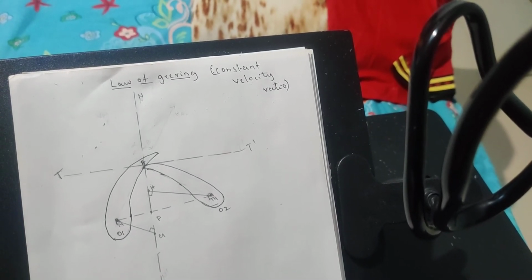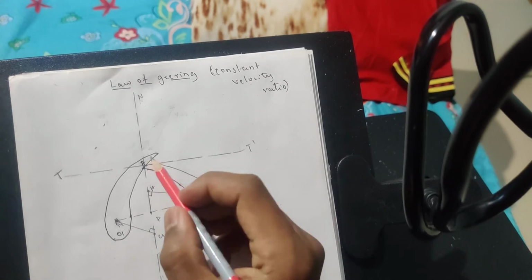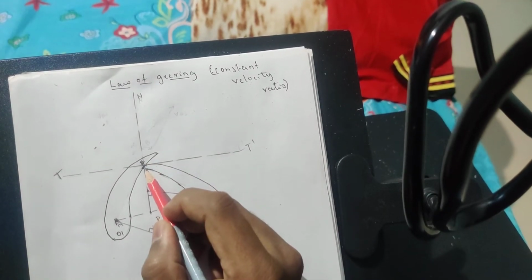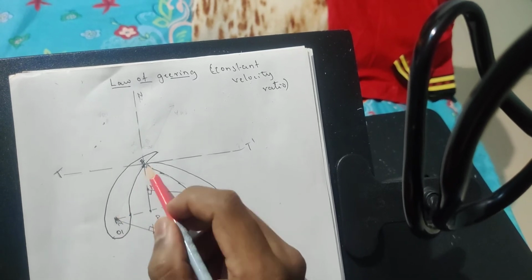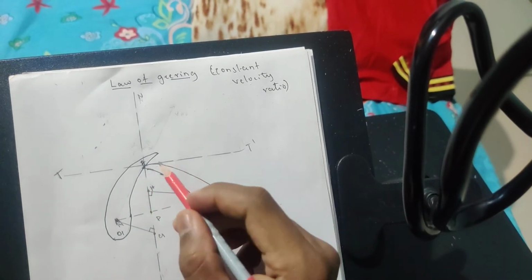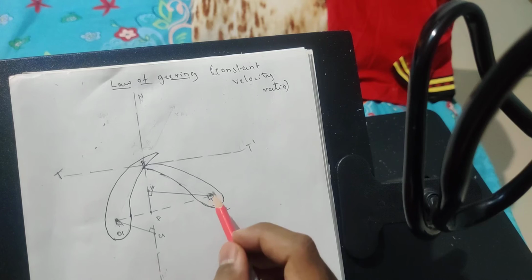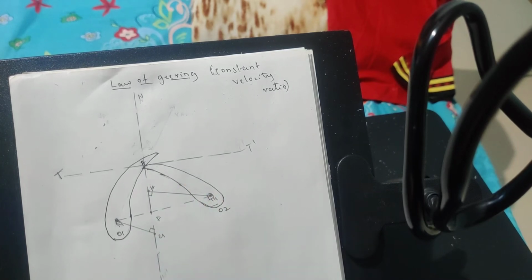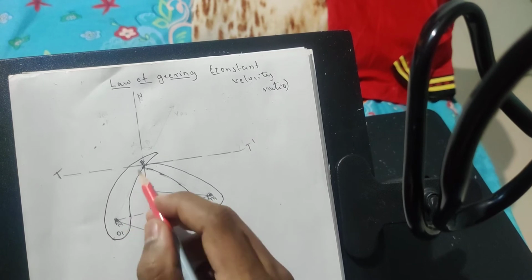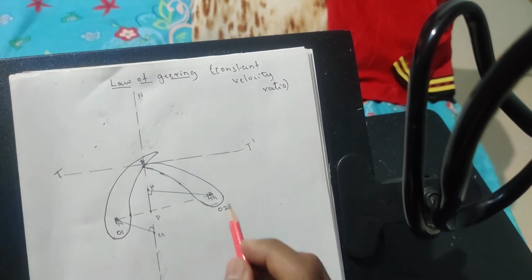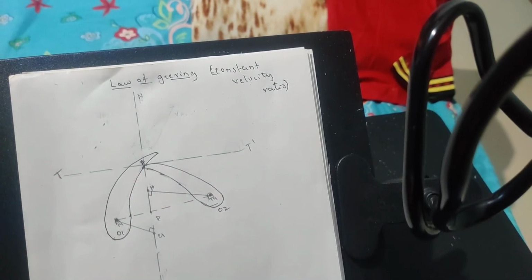Now, this point A, with reference to body 1, I'll name as A1. When I talk with respect to body 2, I'll name that point as A2. It is at a common point. So with respect to body 1, I'll name it A1, and with respect to body 2, I'll name it A2.